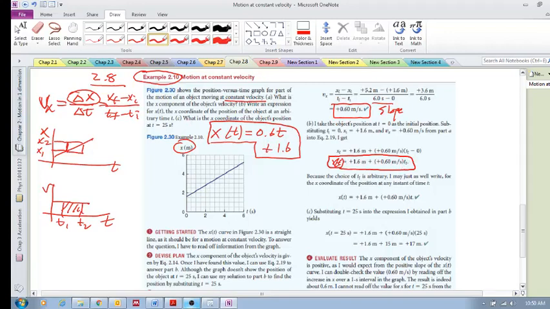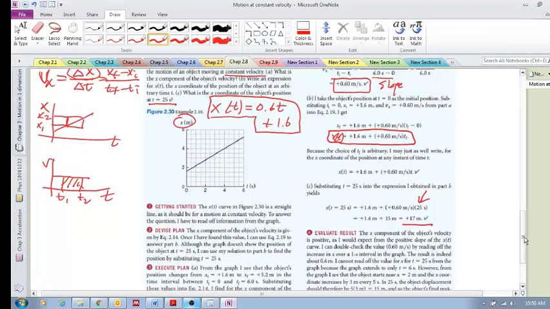What is question C? What is the x coordinate of the object's position at time equals 25 seconds? So we don't have 25 seconds here on the curve, but now we've got a function. So we can just take that function and plug in the time over there, and we get a position, the x-coordinate of the object's position.